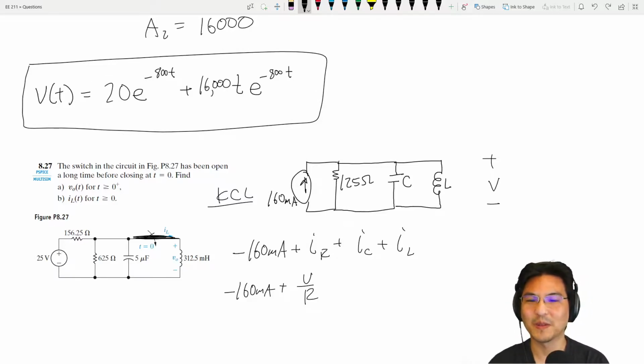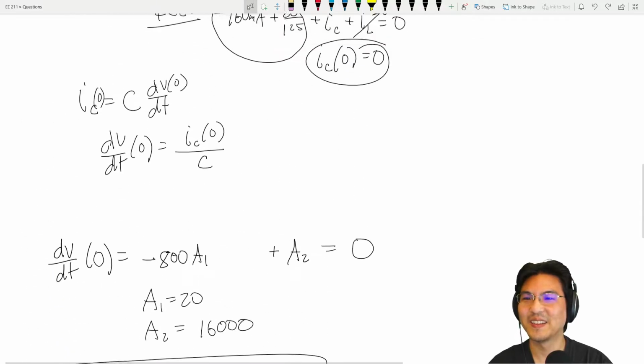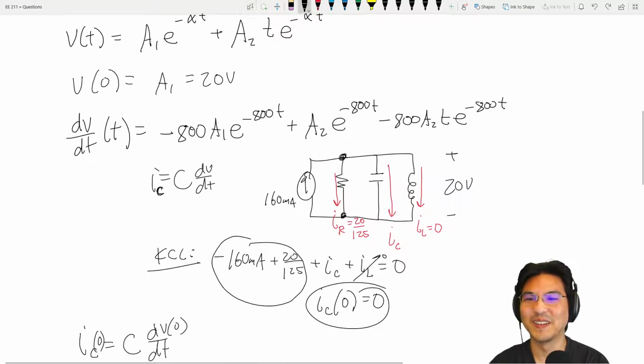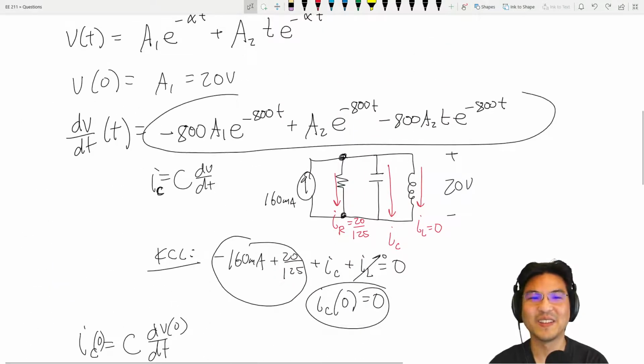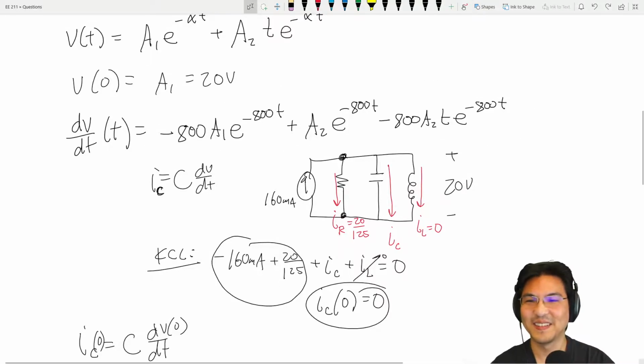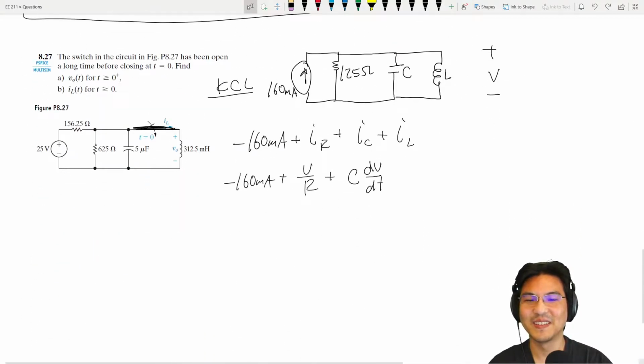How about for the capacitor? For the capacitor, it would be C dV dt. So we need to take the time derivative of this, which we did already, right here. So all of that divided by C, times C, goes right here.